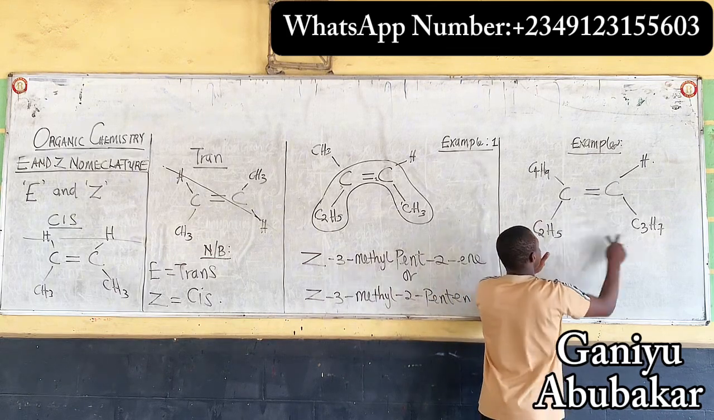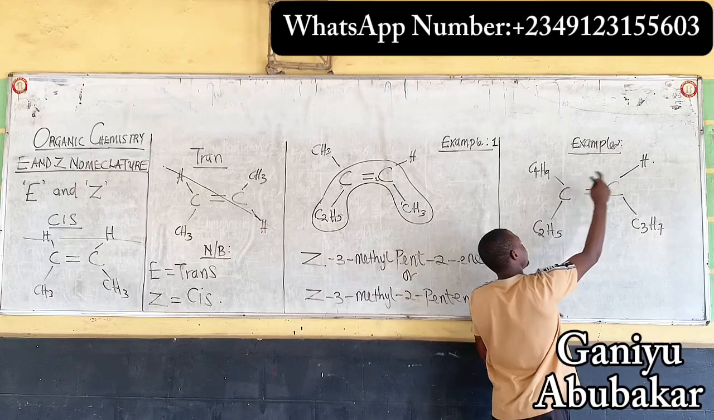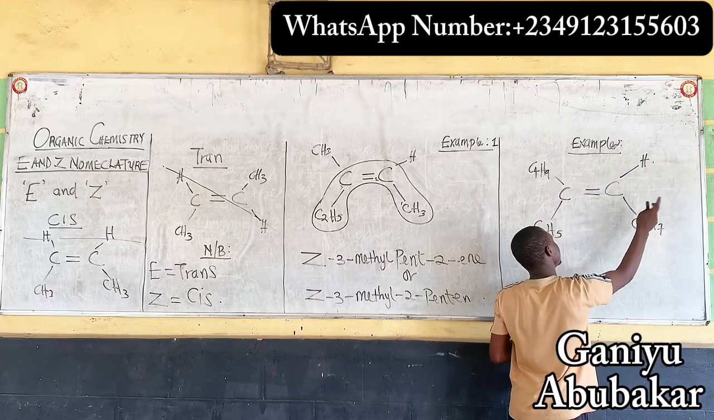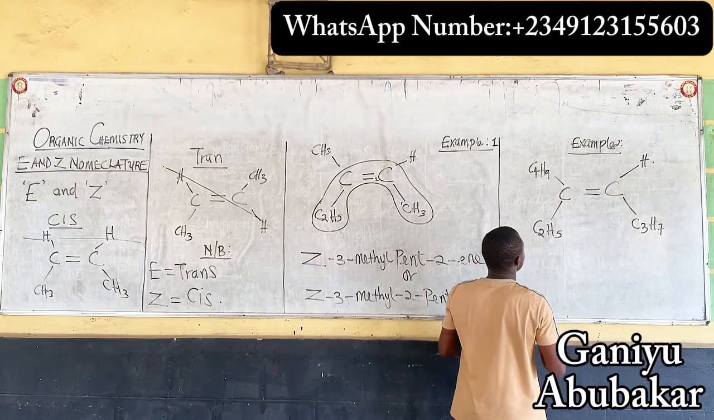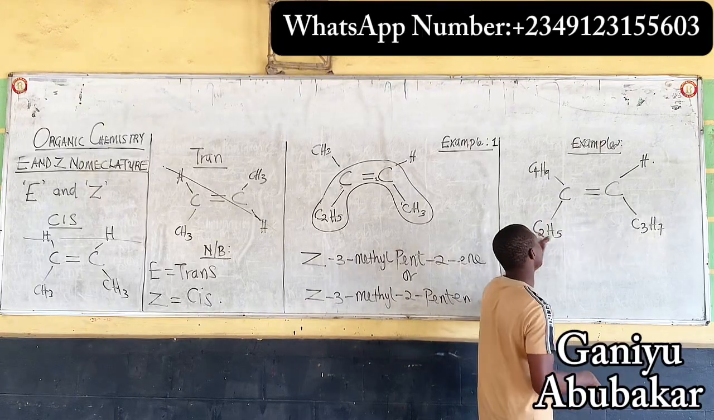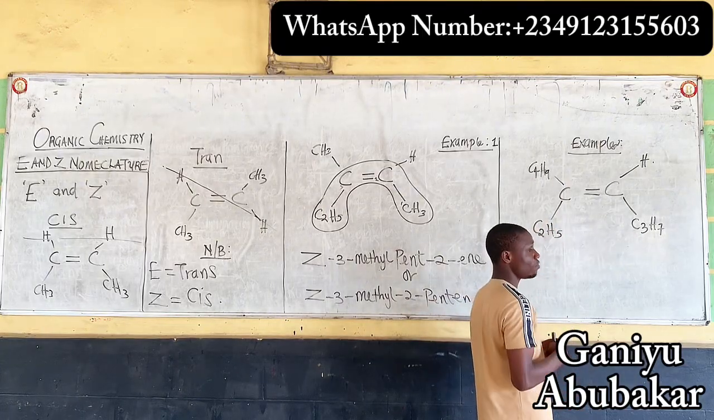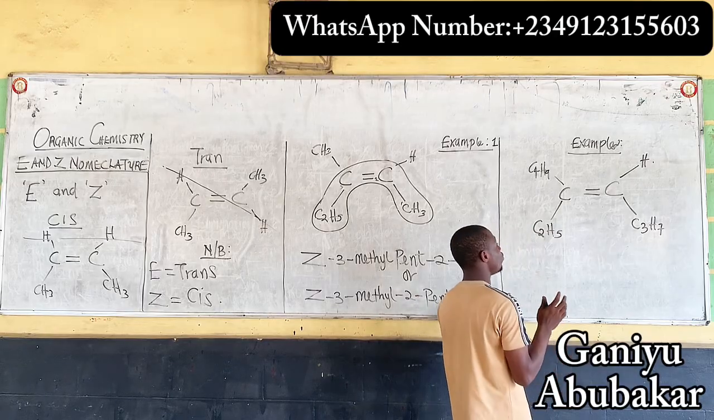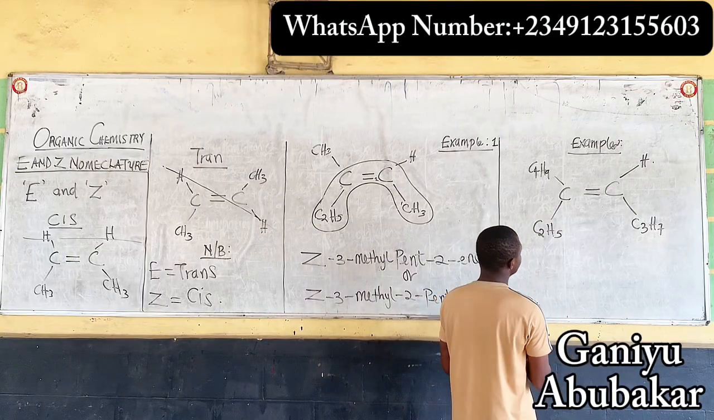Let's count this way and see. This is 2, 3, 4, 5, 6, 7. So counting this way gives me 7. Counting this way still gives me 7. So the proper way I'll try to follow.